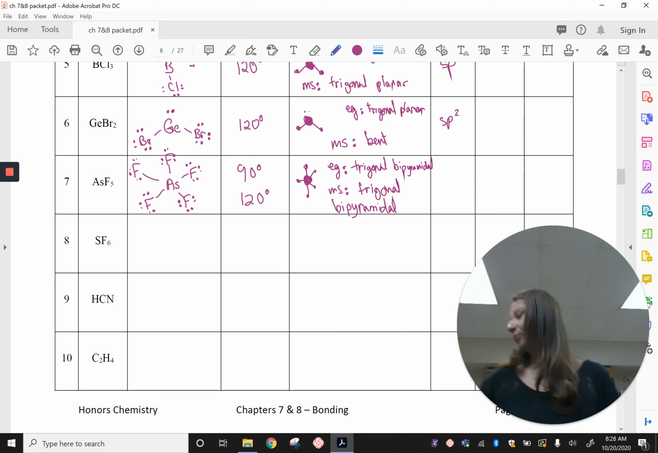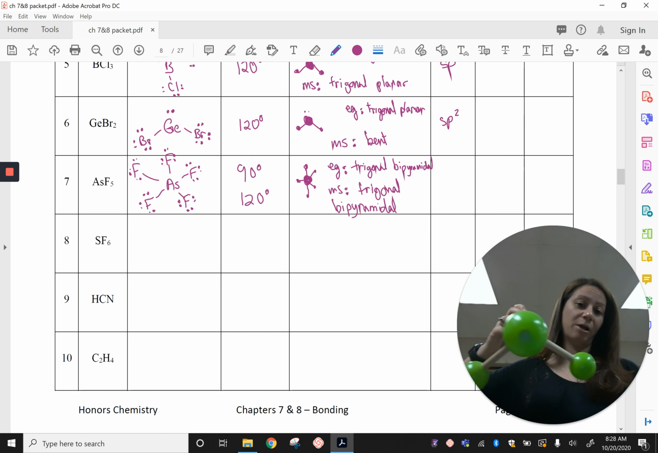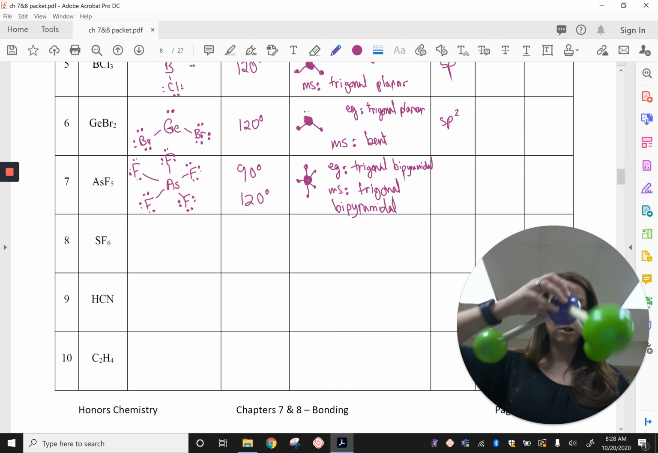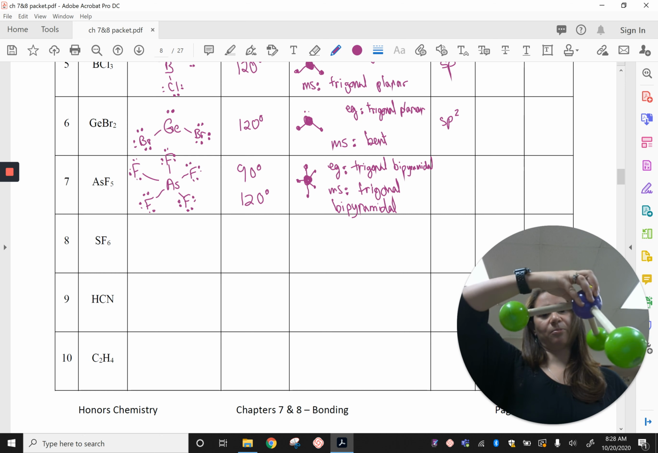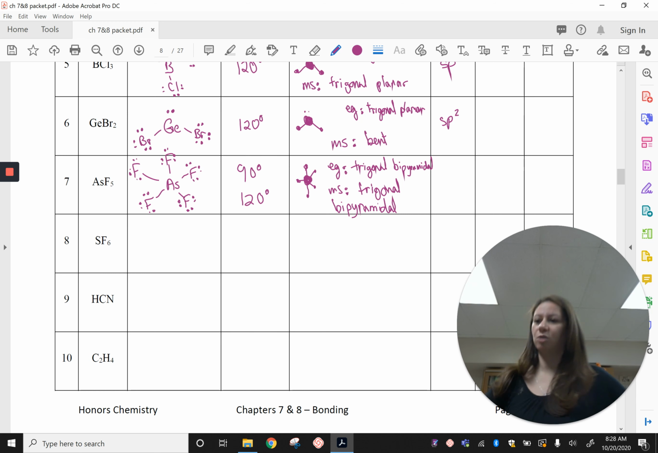So remember the trigonal pyramidal we had? This was trigonal pyramidal versus that one's trigonal bipyramidal. It was called trigonal pyramidal because it makes the shape of a pyramid and its base is 3. Right, so now let's look at the shape we're looking at, the trigonal bipyramidal.